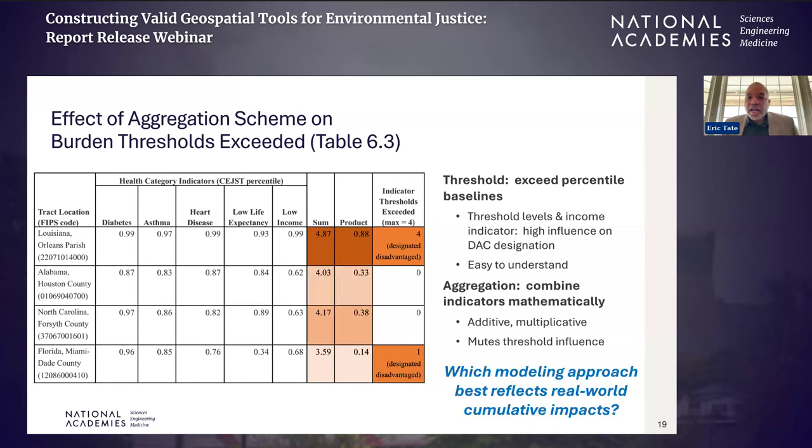Next. Now let's bring in two additional places to this comparative exercise. The census tracts here are in Alabama and North Carolina. Most of the health indicators for these two locations fall below the 90th percentile, but just barely. Neither exceeds the low income threshold. Therefore, neither of these census tracts is designated as disadvantaged. However, the aggregated values, whether you're looking at the sum or the product, both exceed those of the Florida tract. So it's not unreasonable to conclude that these two tracts face a higher level of cumulative burden than the Florida tract. All of this is just to show that these different approaches can lead to very different designations.